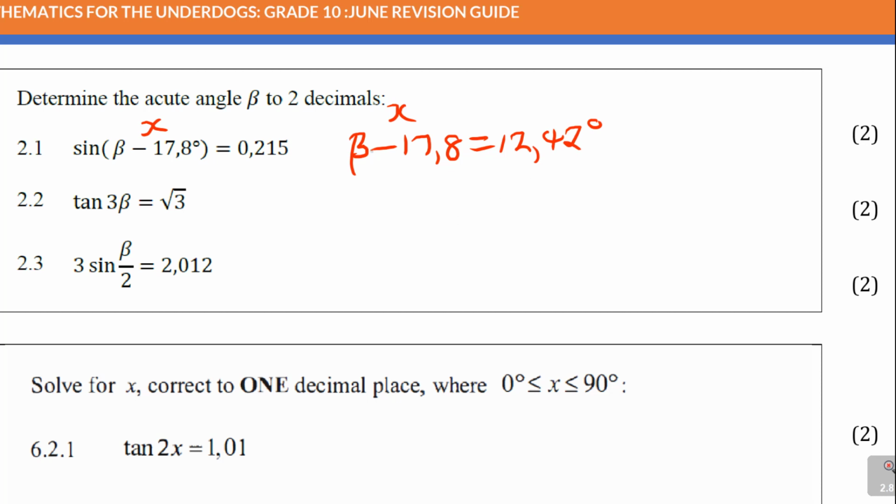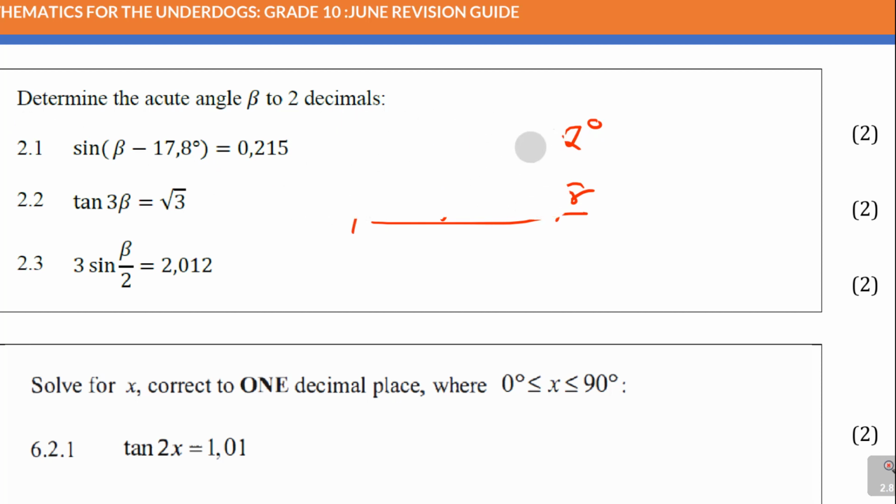See that? That was my x. Remember, you can actually say sin x. Remove this and say sin x is that. But your x, you bring it back to say, oh, but my x is that. Then after that, take this thing to the other side. You have got your beta is 12,42 plus what? 17,8. I'm not going to solve it. You can do that for yourself. But I'm just showing you how.